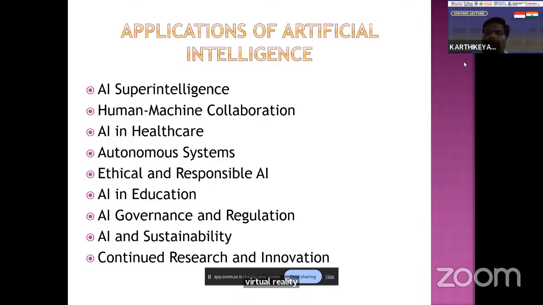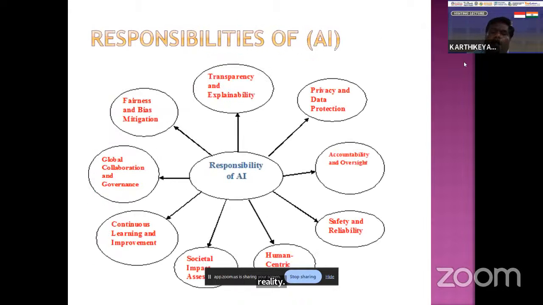And the next one is responsibility of AI. The various responsibilities of AI: the first one is privacy and data protection. The next one is accountability and oversight. And the third responsibility is fairness and bias mitigation, global collaboration and e-governance, privacy and data protection.